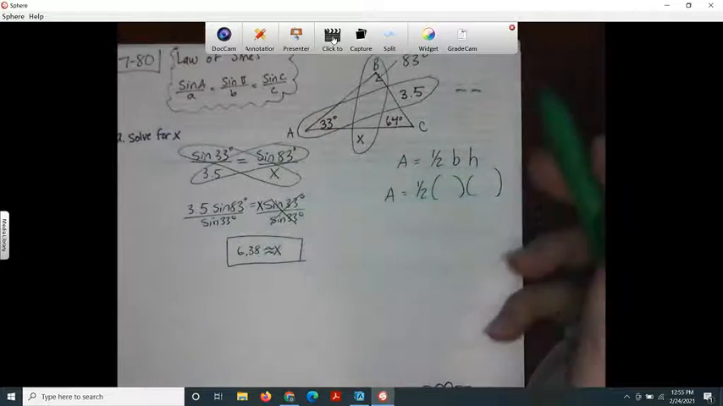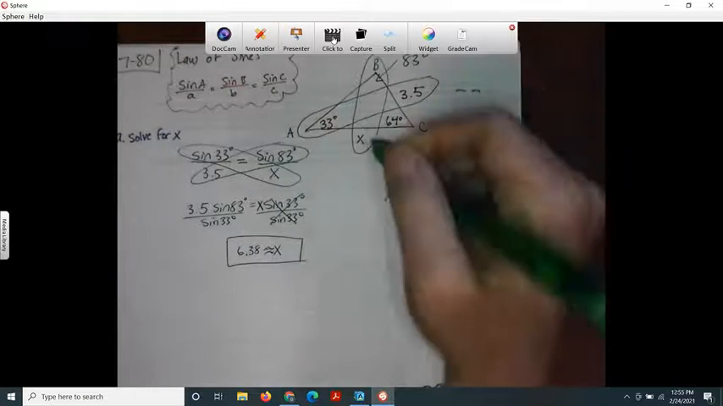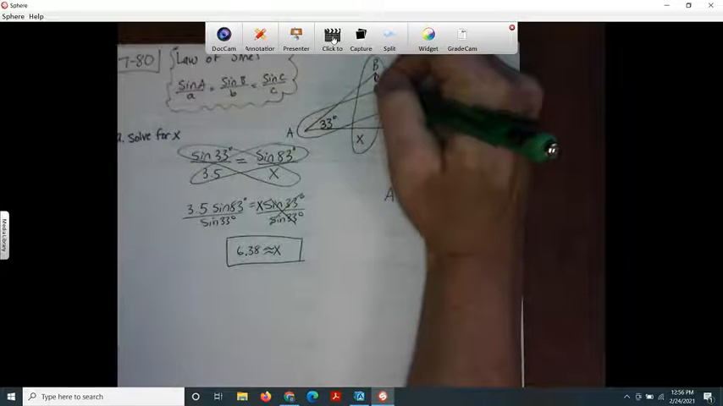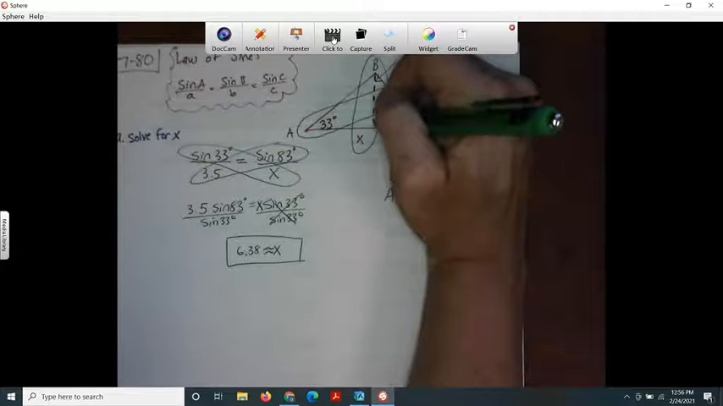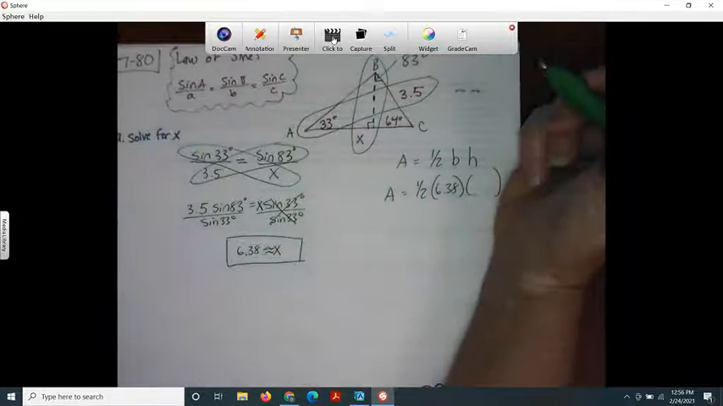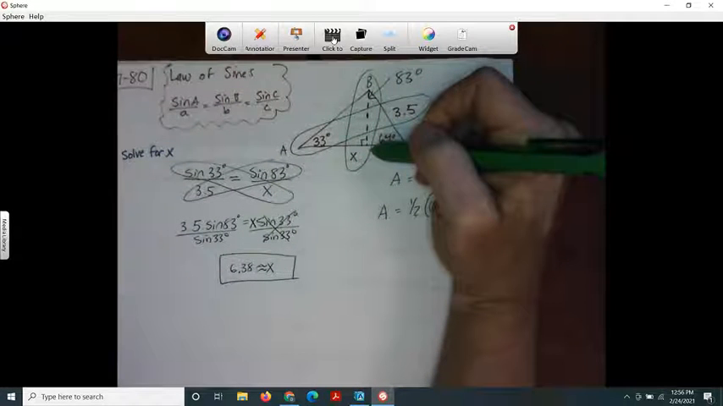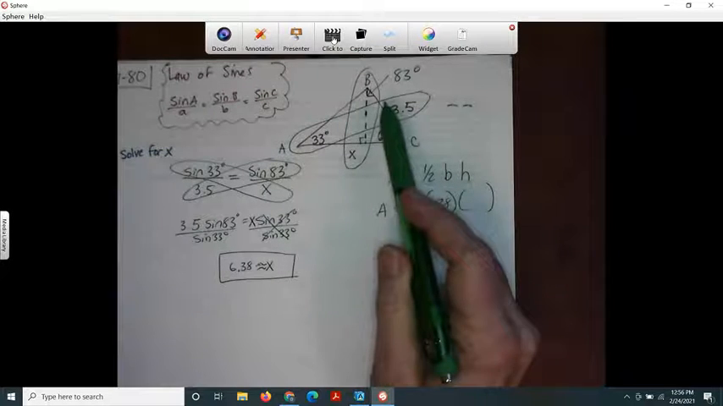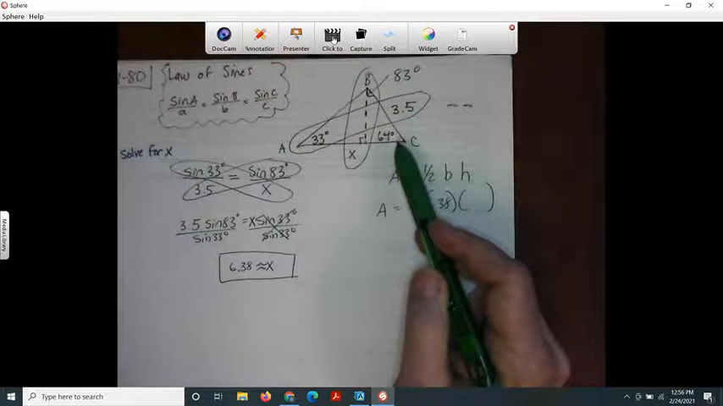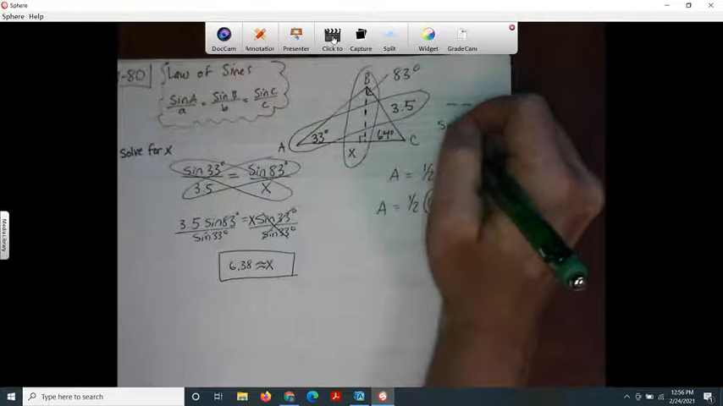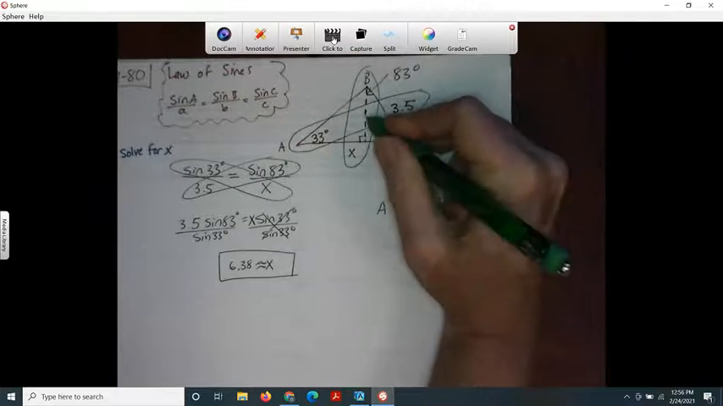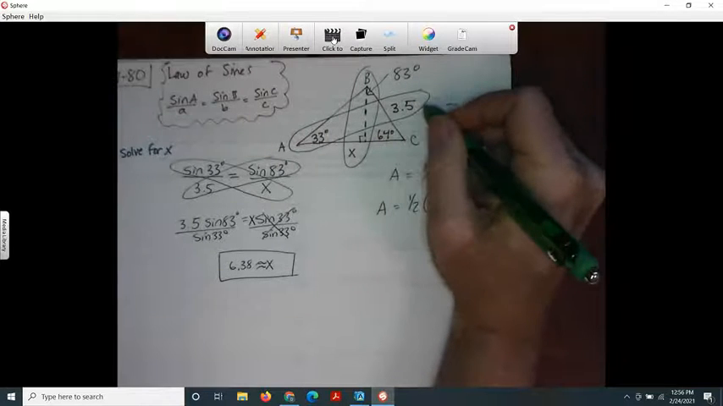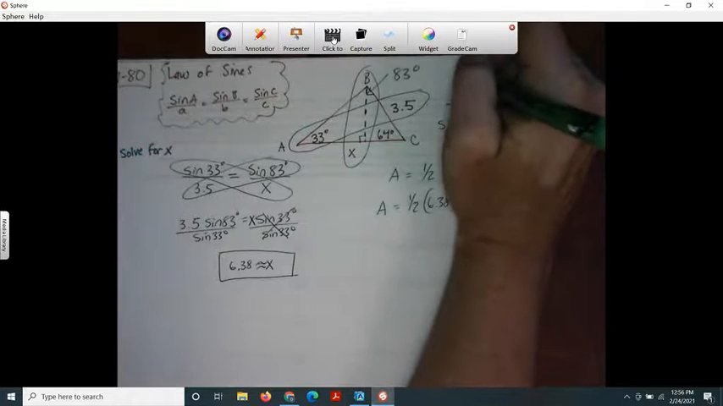I don't know what this height is though. I need this height. I'm going to draw it as a dotted line. Hopefully that's pretty clear. Okay. So what I can do with that is I can use SOHCAHTOA again. I'll just use this little triangle over here. I'm going to say sine of 64 equals opposite, which is my height, over hypotenuse. Because remember, in SOHCAHTOA sine is opposite over hypotenuse. Because it's a height, it's automatically a 90-degree angle.